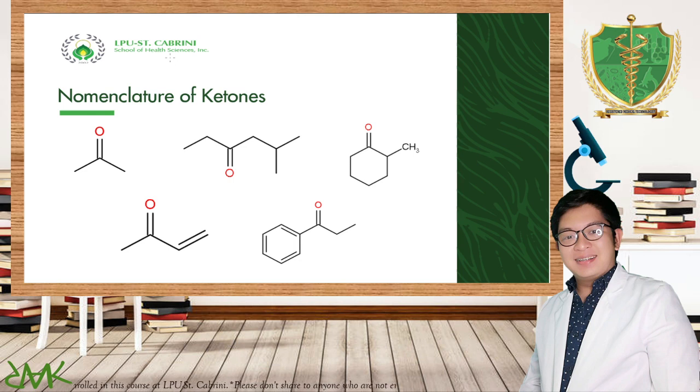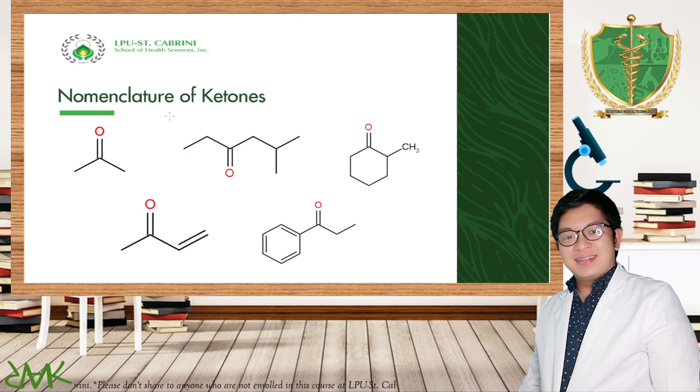We're going to start here. 1, 2, 3, 4, 5, 6. Why not here? 1, 2, 3, 4. We'll have 4 as our parent. Our target is to give the lowest set of numbers. Therefore, instead of 4, now we should have 3. So that will be 5-methyl 3-hexanone.